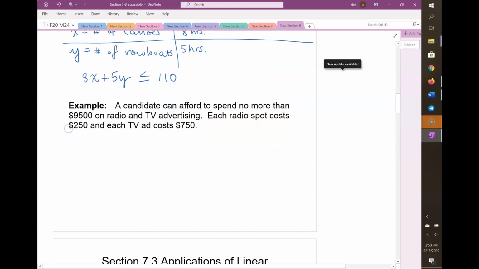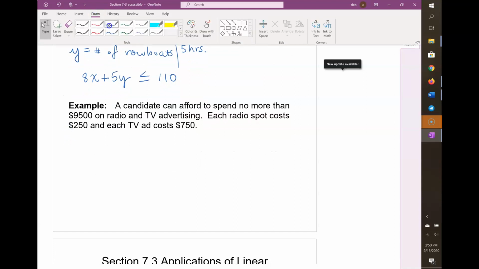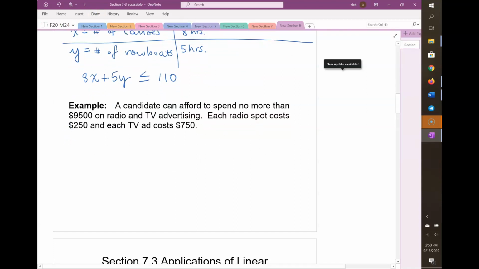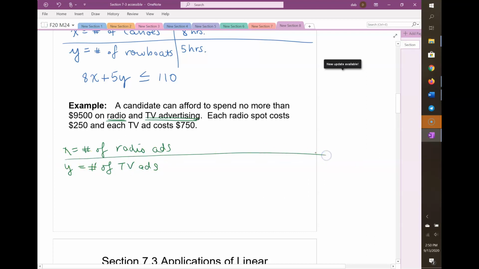Okay, so let's do another example. In this example, we have, again, 2 kinds of things. We have radio ads and TV ads. So I'm going to have x be the number of radio ads, and y be the number of TV ads. And again, I'm going to make a chart. And here we're looking at the cost of the ads.